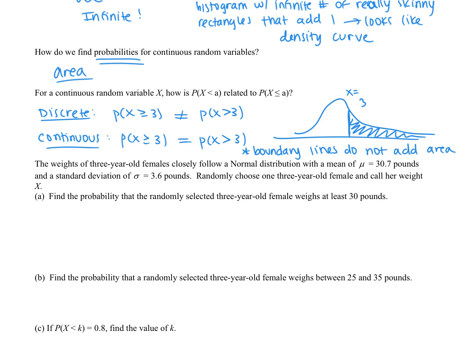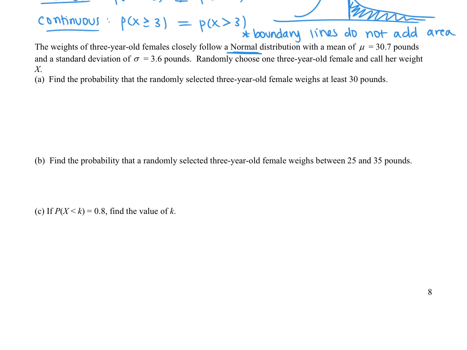We have one example that we're going to do, and this is the last of our notes, and then we will move on. The most common continuous distribution is a normal distribution. So this is going to be a throwback to a few units ago. The weights of 3-year-old females closely follow a normal distribution that has a mean of 30.7 and a standard deviation of 3.6. We are going to randomly choose one 3-year-old female and we will call her weight X. Find the probability that the randomly selected 3-year-old female weighs at least 30 pounds.